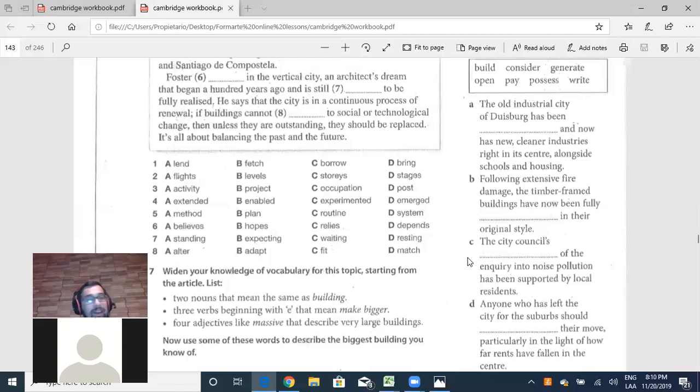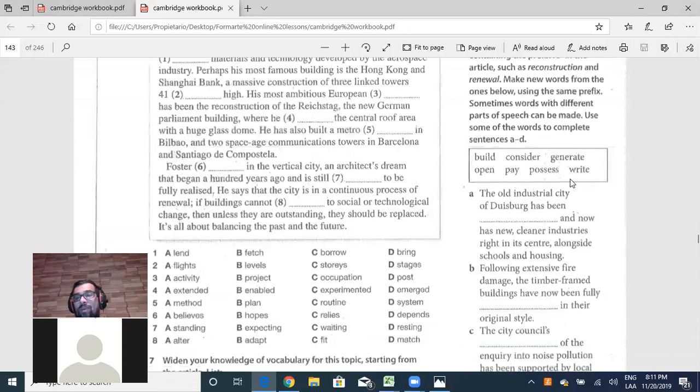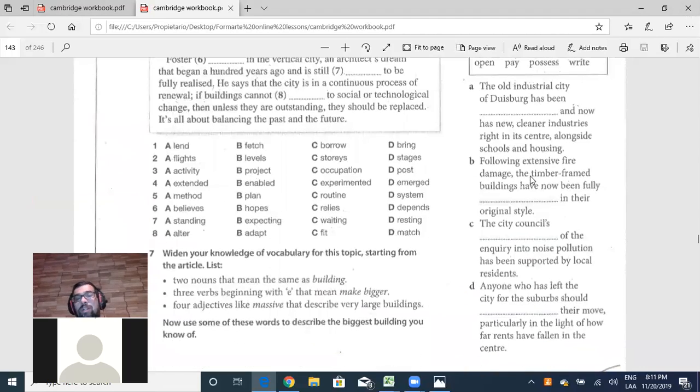In C, reconsider. That will be reopening. And in D, repay. That will be reconsider. Well, it's very important for us to look for the meaning of these words so that we can be a little bit more clear regarding how to use them. Okay, let's do homework.